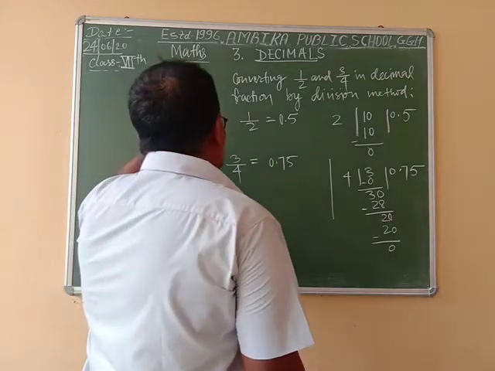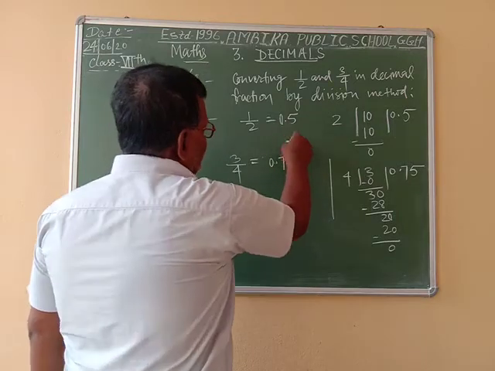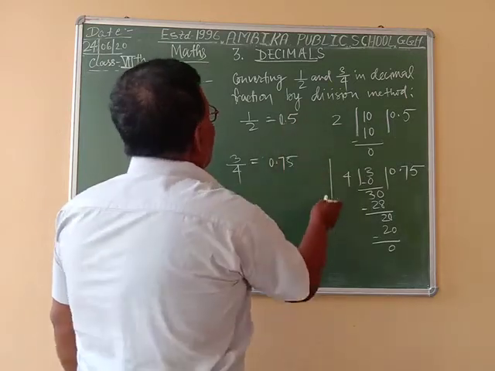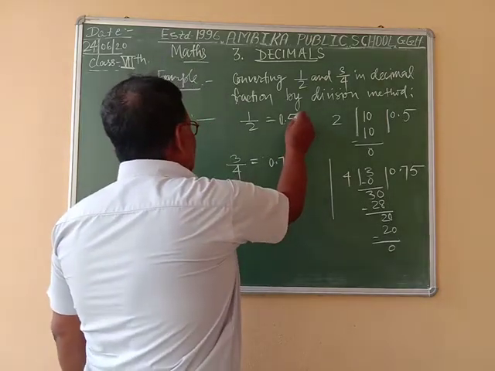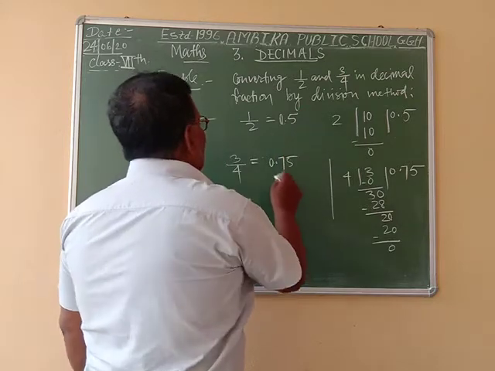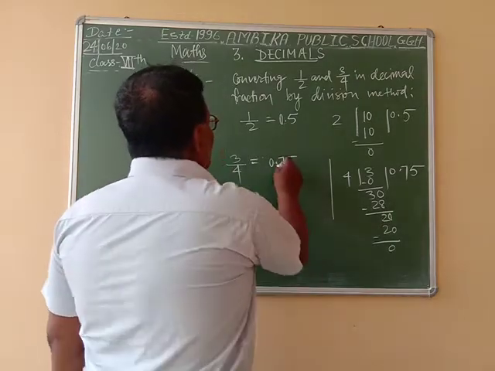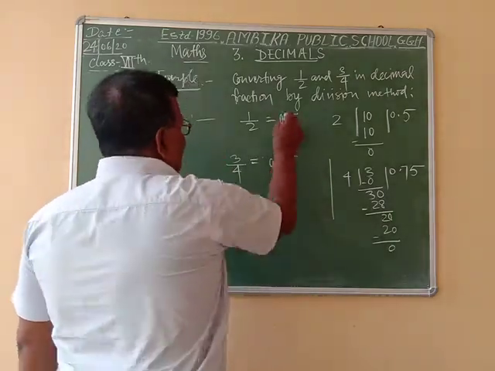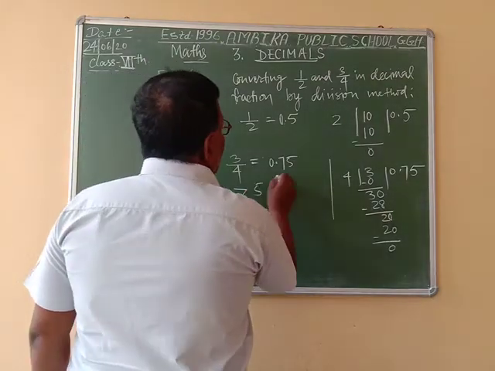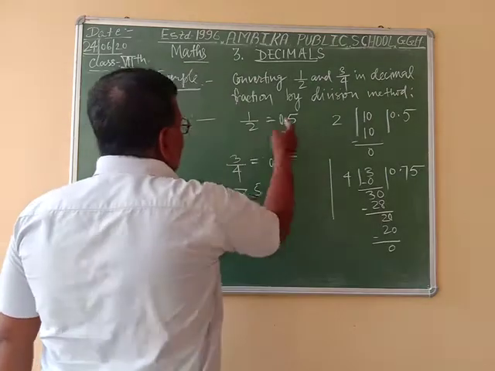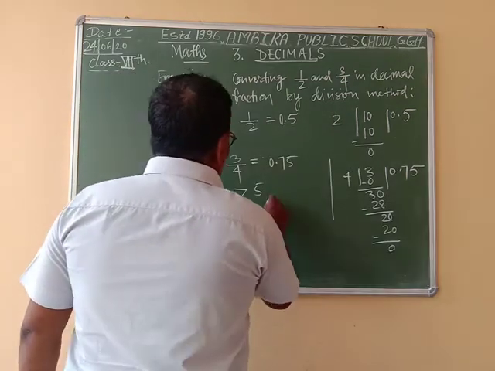Now you have to compare which is greater or smaller. Here the integral part of both decimal fractions is the same, but in the decimal part we see that at the tenths place it is 5 in 1 by 2, and in 3 by 4 at the tenths place it is 7. So 7 is greater than 5. So 3 by 4 is greater than 1 by 2.